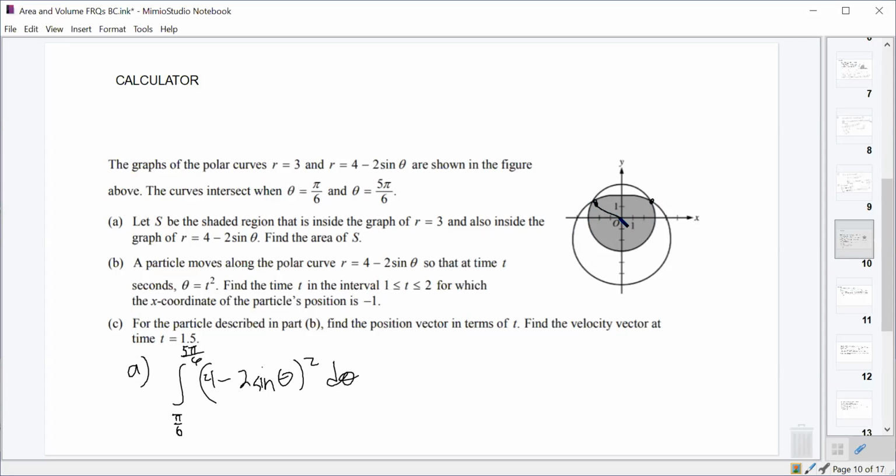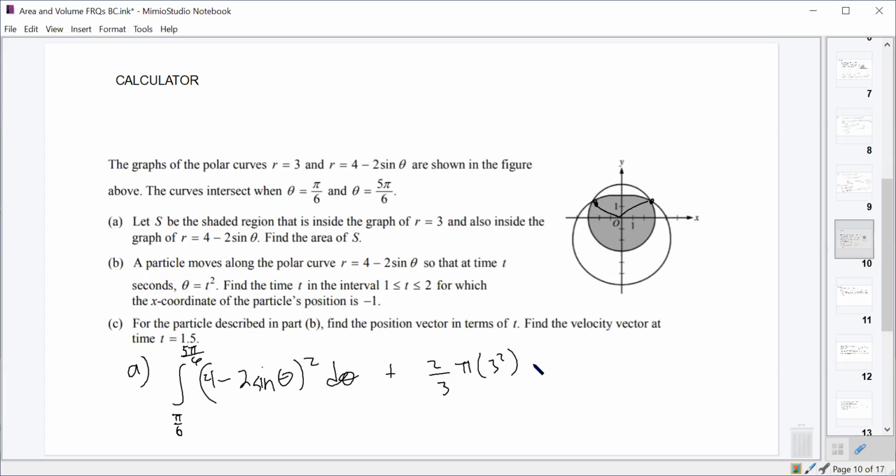So that gives us this chunk. And then if we add to that this chunk coming around here, which is just the circle, that should be, like we said, 2/3 of a full circle with a radius of 3. So 2/3 of pi times 3 squared.